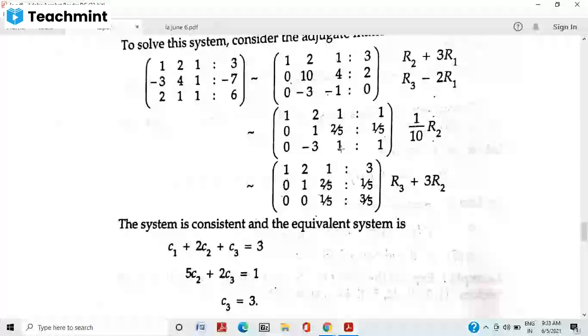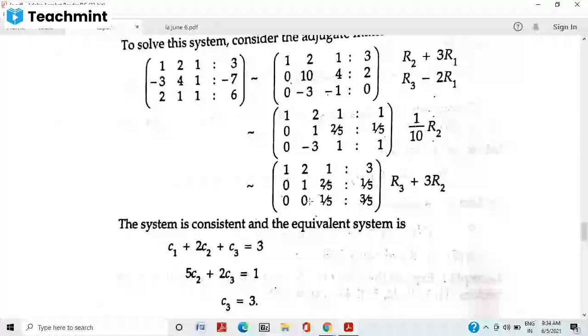Here it should be, just see, in the first matrix, 0, minus 3, minus 1, 0. Here also we didn't change the third row. Then 0, minus 3, minus 1, 0. Then we get 0, 0, 1 by 5, 3 by 5. Here the last matrix is correct. In the second matrix, the third row is not correct. You should correct it. Then the system is consistent. We got a 3 by 3 matrix. Here the rank of AB is 3 and the rank of A is also 3. Then it is consistent, and it will have a unique solution.